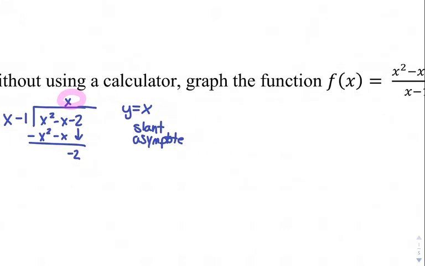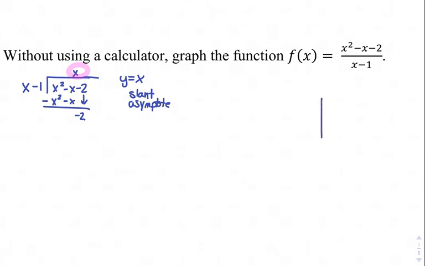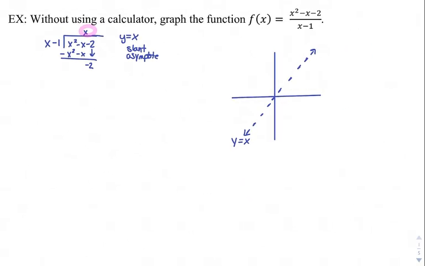So if I wanted to sketch that, remember y equals x is that diagonal line that goes through the origin. And with asymptotes, we always do it dotted. So this is my line y equals x. So now, thinking back to 3.5 when we were graphing without a calculator, we need to figure out our y and x intercepts, our vertical asymptote as well.